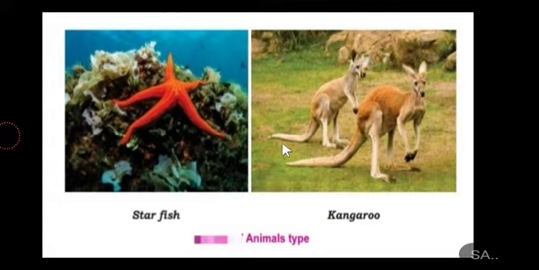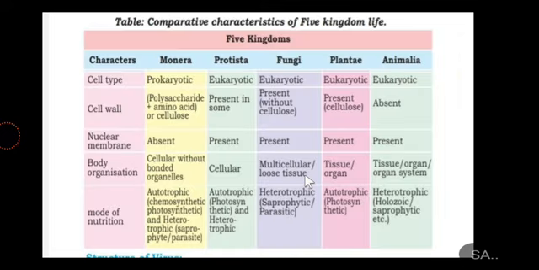So we are having different animal types. The aquatic animals, this is starfish, and this is a terrestrial animal, kangaroo. And this is the comparative characteristics of the five kingdoms. If you look at it, it is a kind of summary.